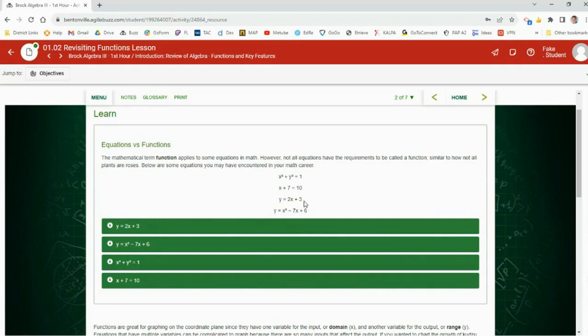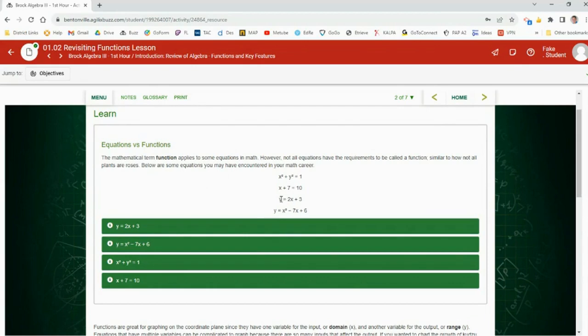Y equals 2x plus 3. That's a linear equation, it makes a line. This one here, the x plus 7 equals 10, actually makes a line that goes up and down. It's a vertical line. This is a slanted line with a slope of 2. Y equals x squared minus 7x plus 6. This is a quadratic equation, right? So it's going to graph a parabola. But are all of these functions?